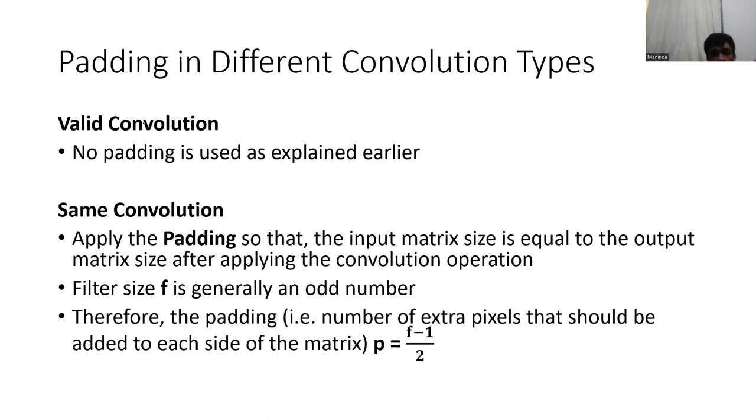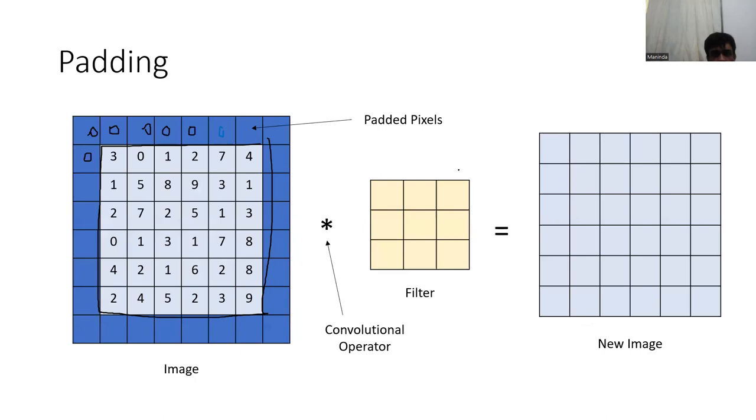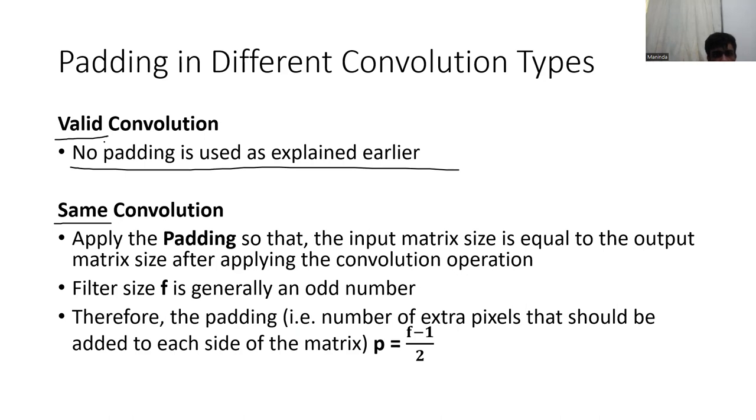Right. So there are two types of convolution, depending on the padding. One is known as valid convolution, and the other is known as same convolution. Valid convolution means we add no padding, as we explained up to now. So the image size would shrink, and all the problems would be there. That is known as valid convolution.